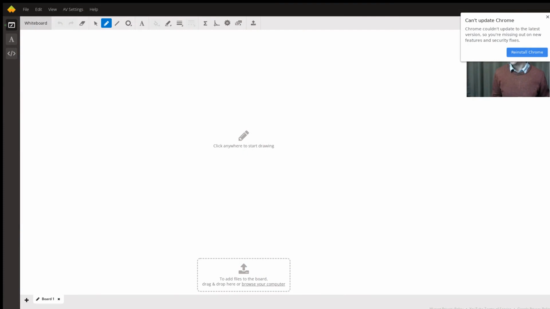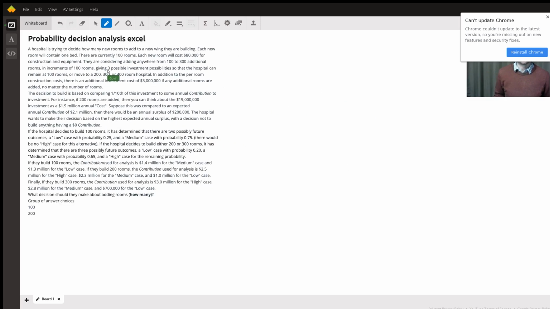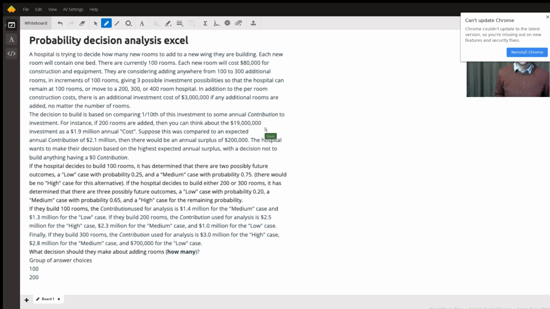Today I'll be answering a question that was asked by Anto, about making a decision on the best investment when it comes to the number of rooms we should be adding to a hospital. We can use Microsoft Excel to help us do some calculations and incorporate some probabilities, and hopefully we'll come up with an optimal scenario. So here's the question.